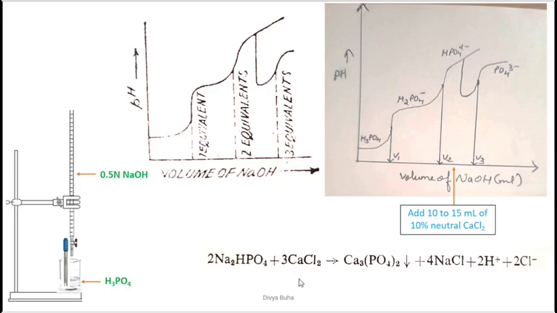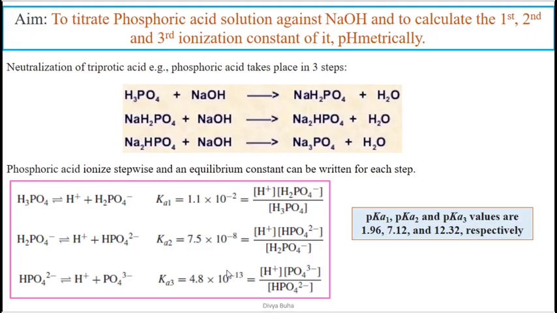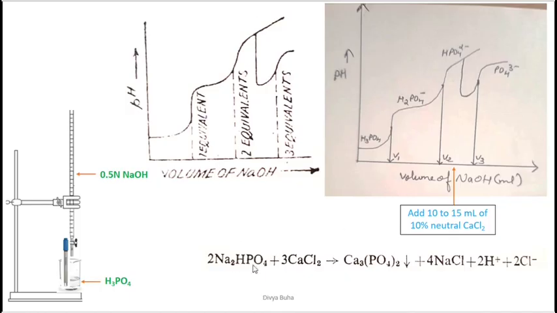As I told you, in the solution there would be Na2HPO4, which would react with calcium chloride to give calcium phosphate precipitate, NaCl, plus H plus ions plus Cl minus ions.